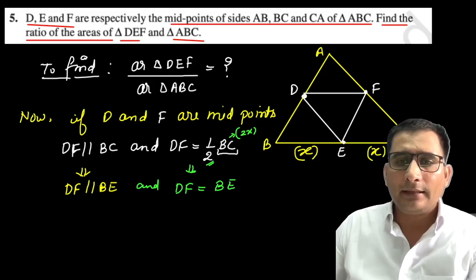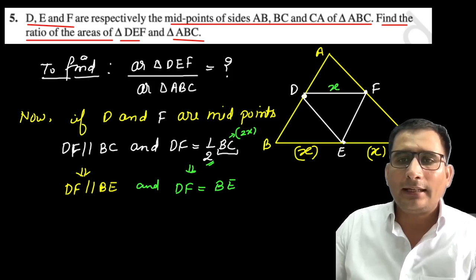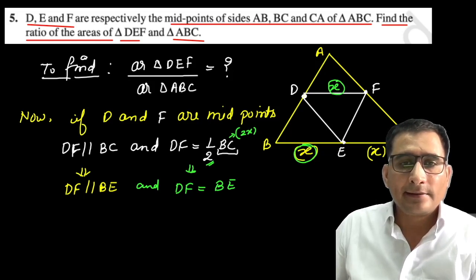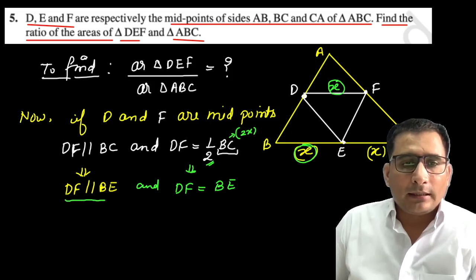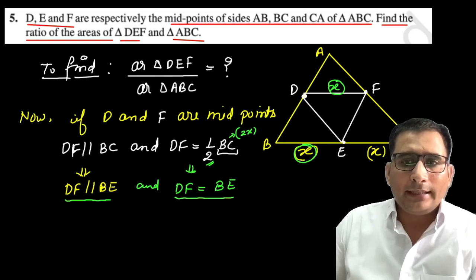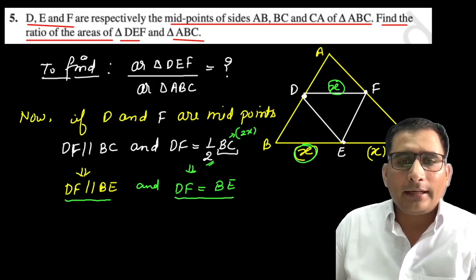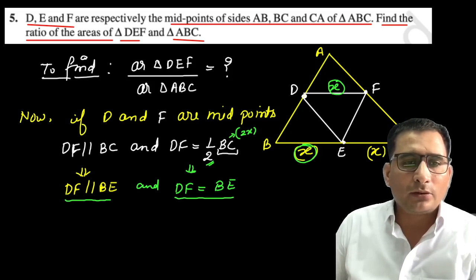अगर ये हाफ है, BC 2X है, तो DF कितना होगा? X. So can I write DF is equal to BE? Am I right? क्या मैं ऐसा लिख सकता हूँ? Okay. And if you remember a theorem, if a pair of two sides of a quadrilateral are parallel and equal, what is the property of that quadrilateral? Parallelogram.